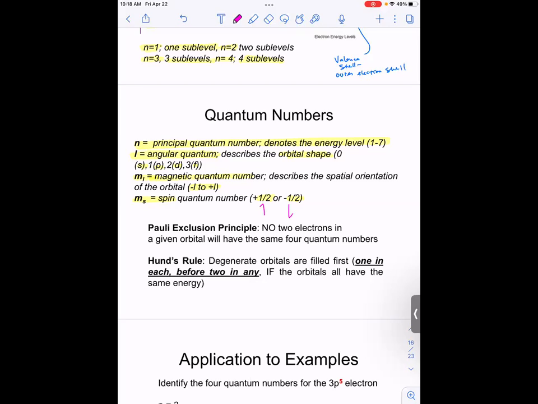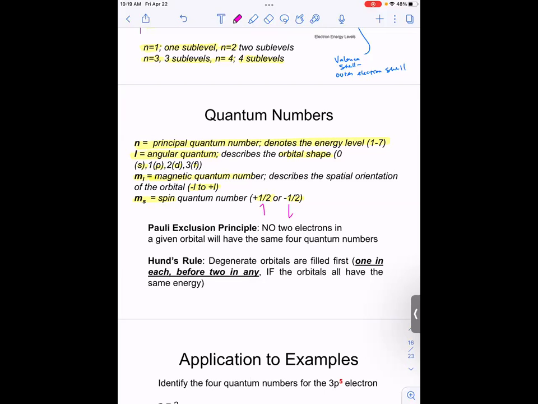As long as the electrons are paired up and have opposite spins, then they're going to have four different quantum numbers. The n, l, m sub L, m sub S, even if n and l and m sub L are the same, as long as m sub S is different, then that follows the Pauli exclusion principle. And then for Hund's rule, that we talked about already, one in each before two in any, if you're dealing with what we call degenerate orbitals, or orbitals that have the same energy. If all the orbitals have the same energy, you've got to put one electron in each one before you put two electrons in any one.